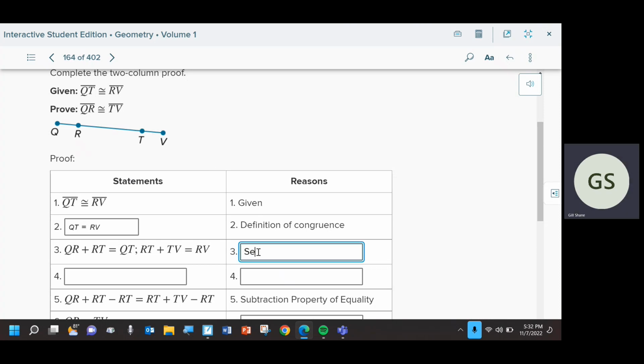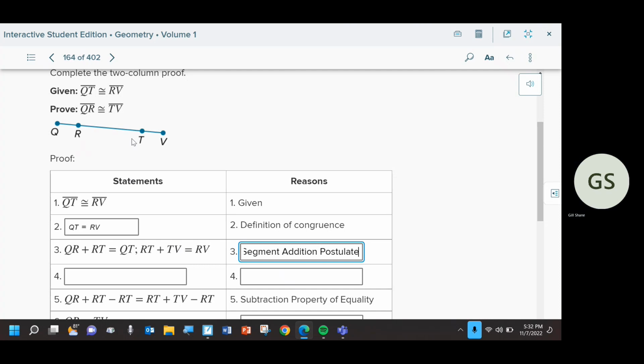So we would say segment addition postulate. So that would be the reason that we can state this right here. Again, it's not how we got from this step to this step, which a lot of times it will be, how we're going from one step to another one. In this case, we're just stating this based on the given information and really more the picture, frankly.